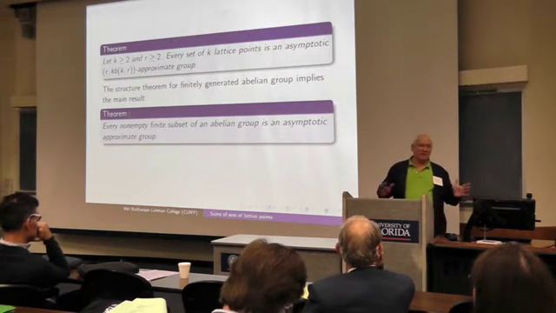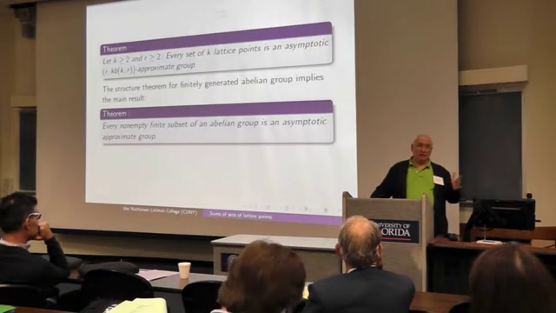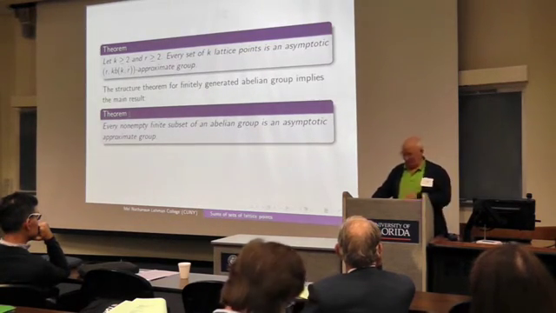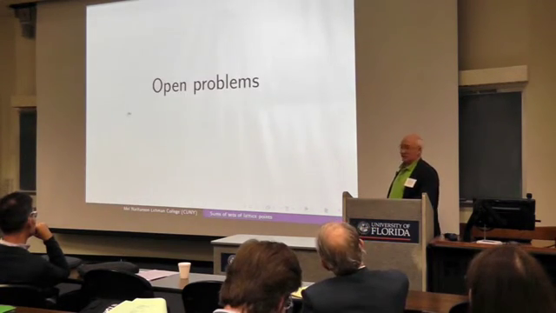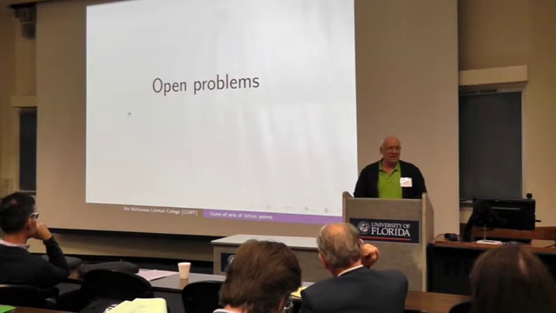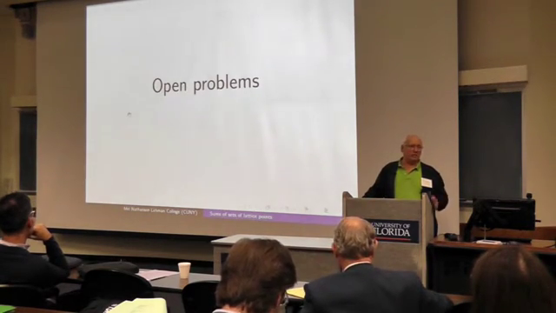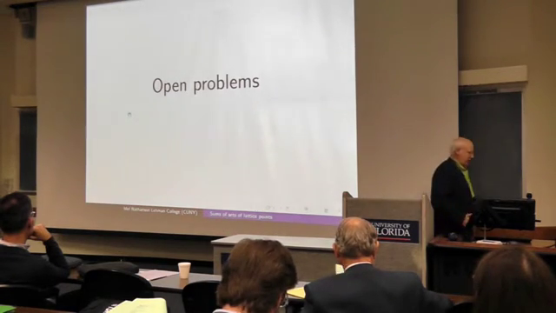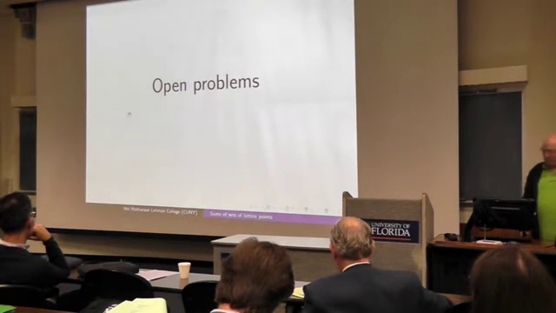Everything abelian is an asymptotic approximate group. But not everything is. Non-abelian things are not. So that brings us to problems. Our first obvious problem is: what non-abelian groups might have the property that a finite subset is an approximate group or an asymptotic approximate group?